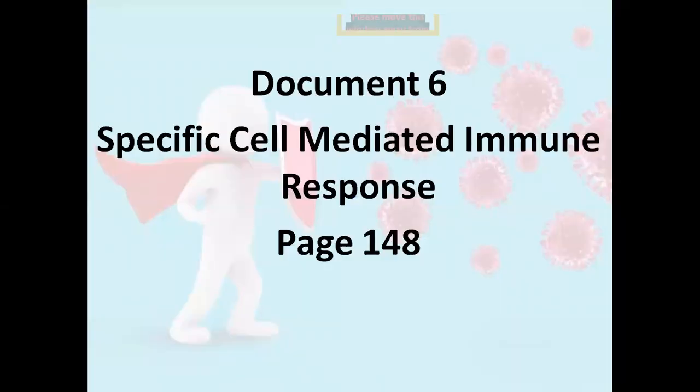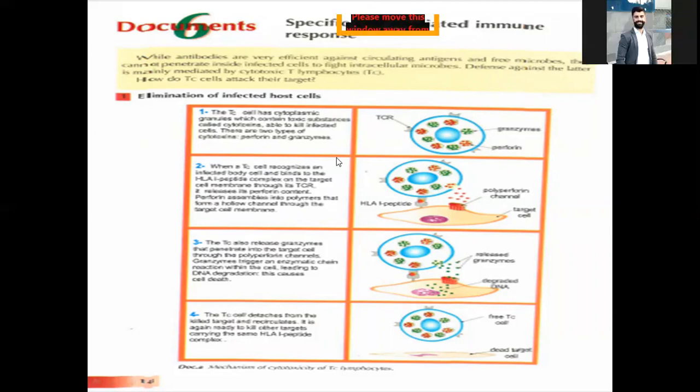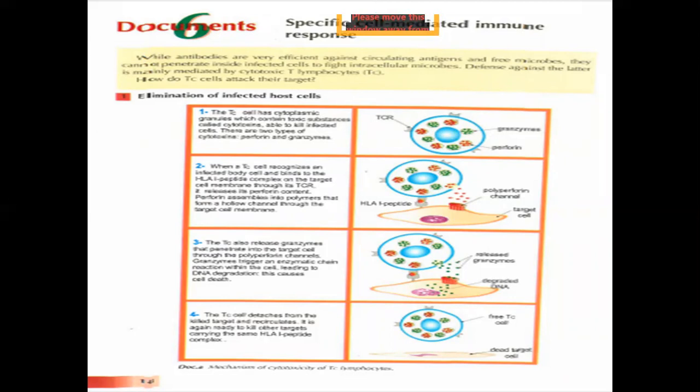And document 6, I want you to know the specific cell-mediated immune response. The specific cell-mediated immune response is carried out by the T lymphocytes. We said that T lymphocytes have specific receptors called the TCR. They have granules that contain toxic substances called cytotoxins. These cytotoxins are able to kill the infected cells. They are perforin and granzymes.